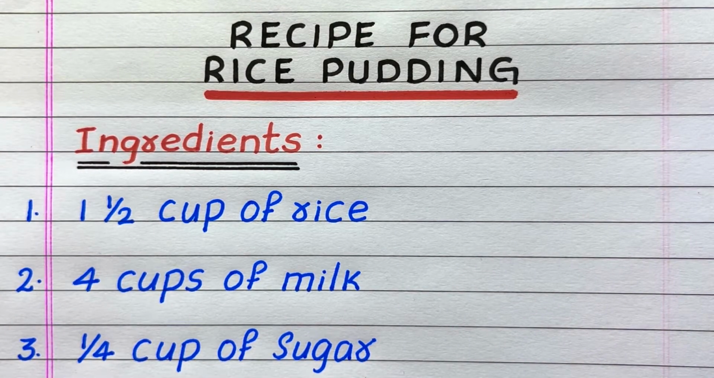Ingredients required for making rice pudding are: first, 1.5 cups of rice; second, 4 cups of milk; third, 1/4 cup of sugar.